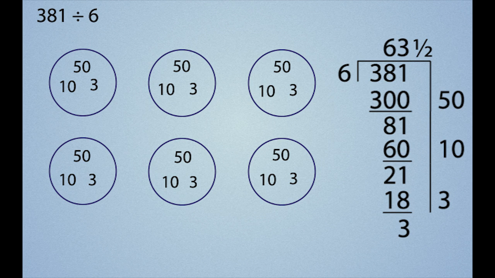I also really like this method for showing students how we write our remainder as a fraction, because it's really clear, especially with the bubbles on the side, to see that we are taking our last 3 and dividing it or splitting it into 6 equal groups. So that would only be 1/2 into each group. Let's take a look at another example.